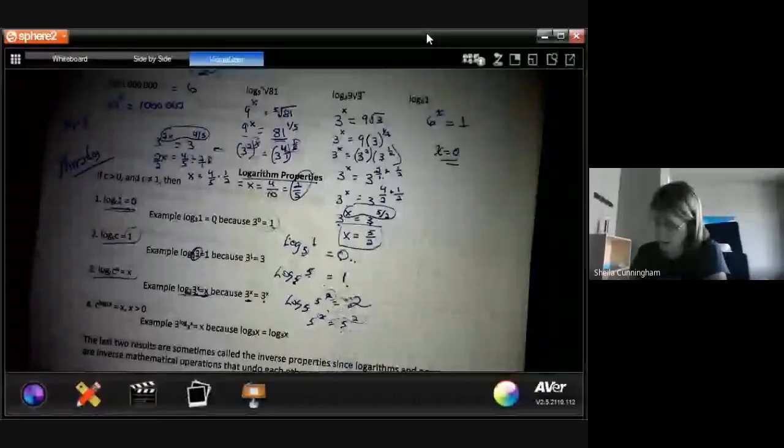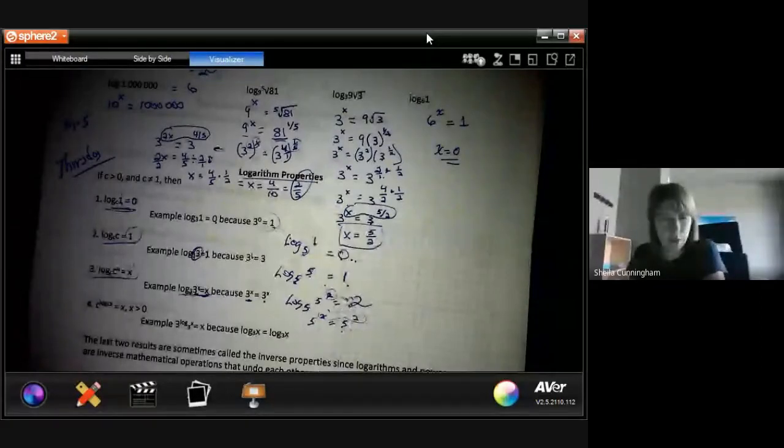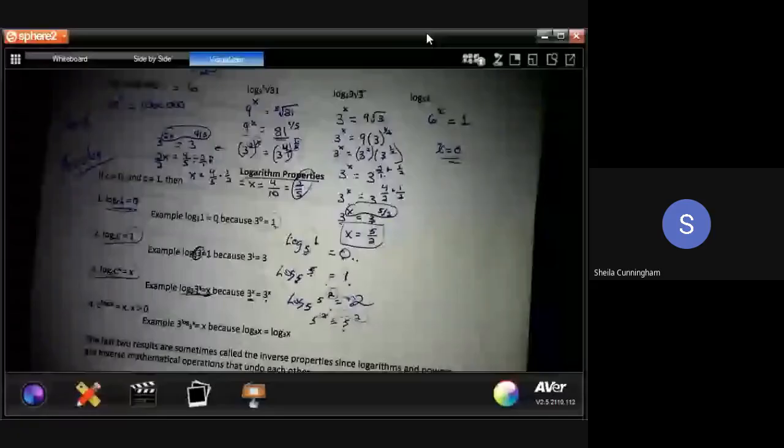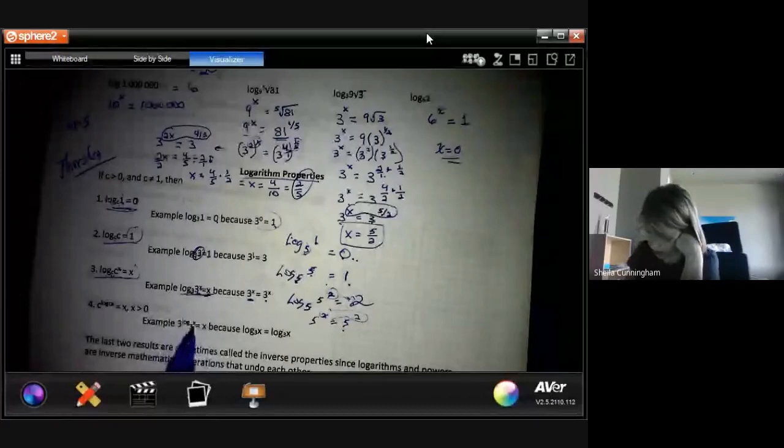And our last one, you've got c to the power of log base c of x, which is equal to whatever x is. So in this instance, what we're saying is if I've got a base of 3, but it's all to the power of log base 3 of x, our resulting answer is going to be x.